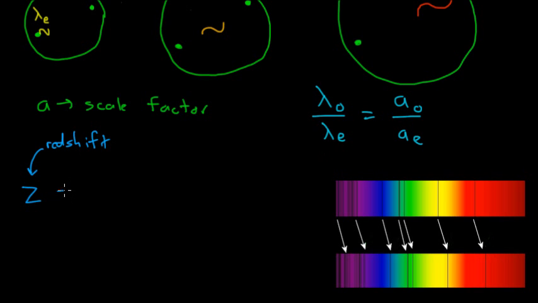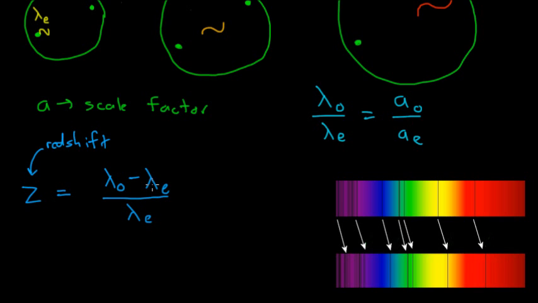And this is defined to be the wavelength of the light that we observe minus the wavelength of the light that was emitted, over the wavelength of the light that was emitted. So it's a fractional change in how much our wavelength has changed. This is what we often want to measure when we're looking at distant objects.